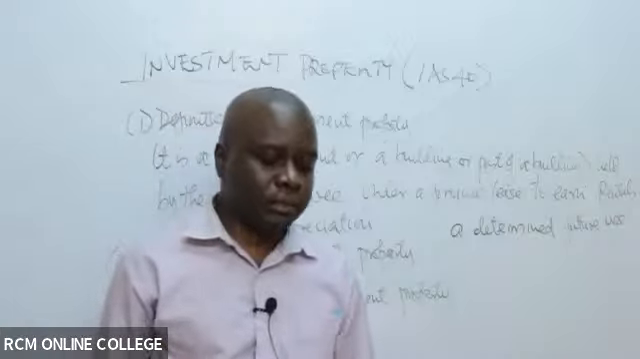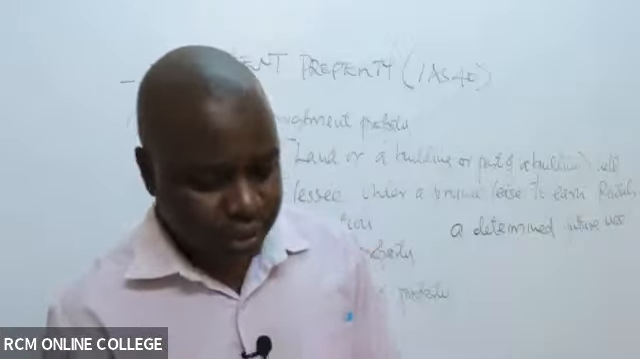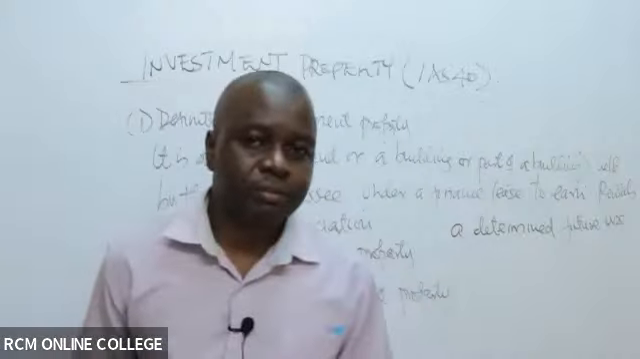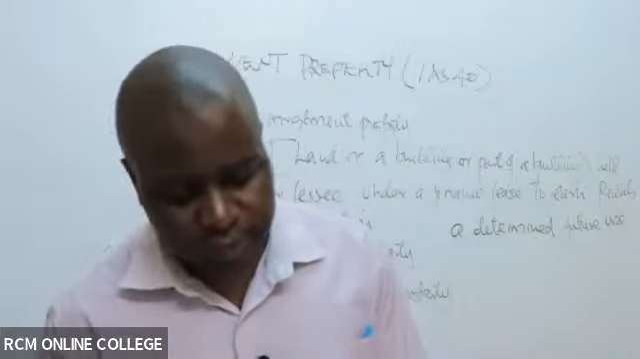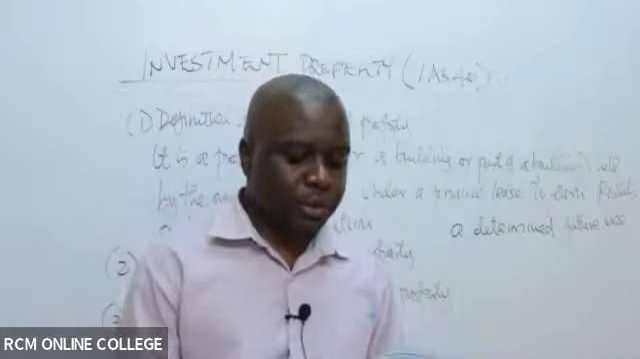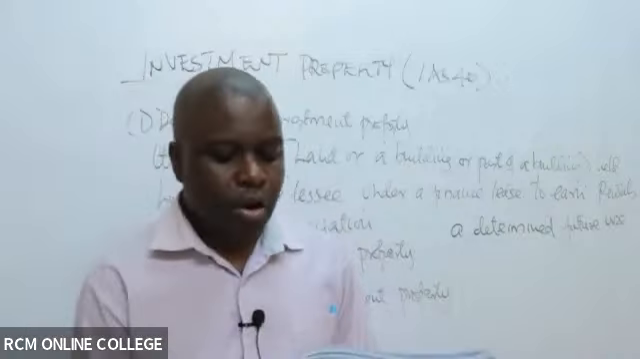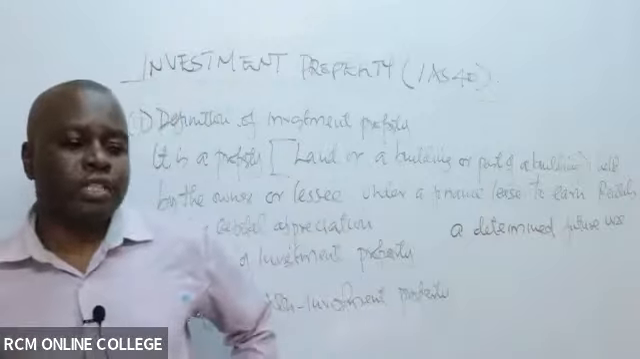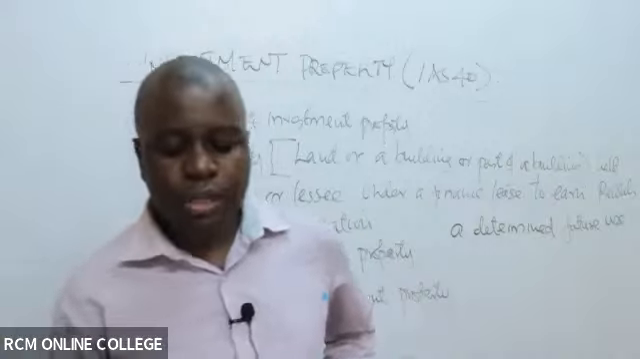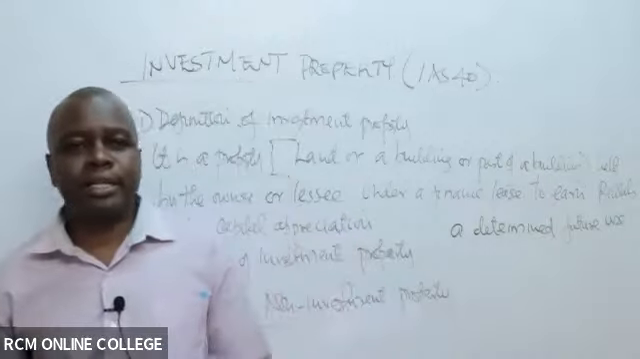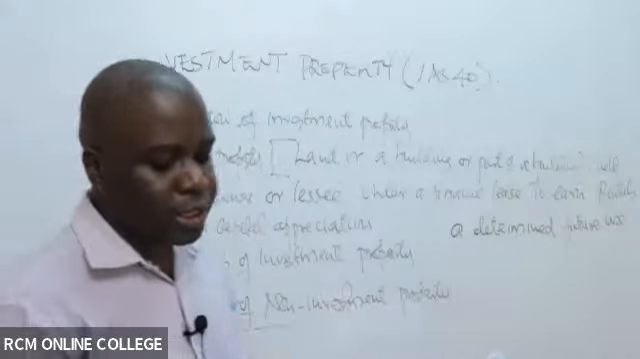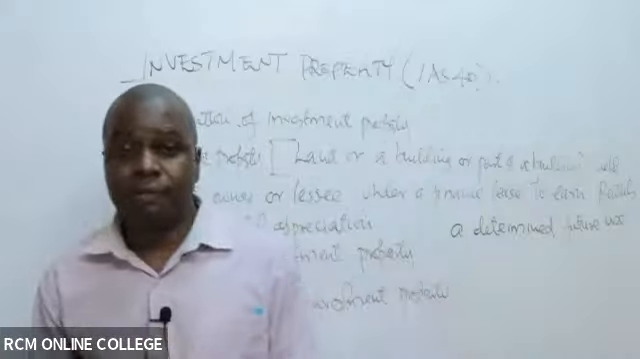Number one, property used for production or supply of goods or services. So if you have a property and you're using it for production or supply of goods or services, then it cannot actually be considered to be an investment property.